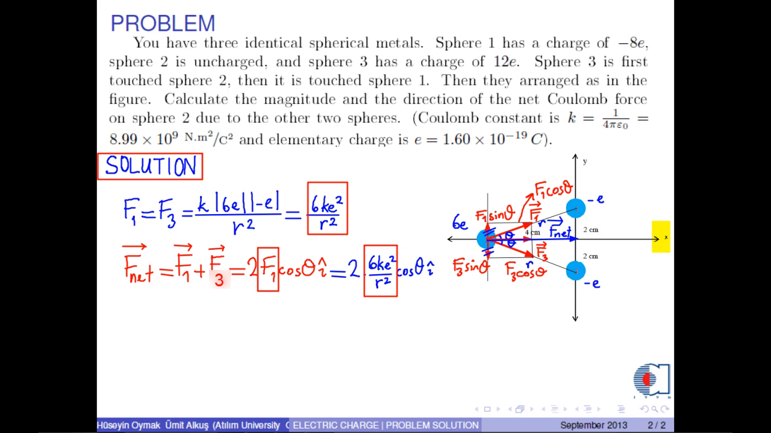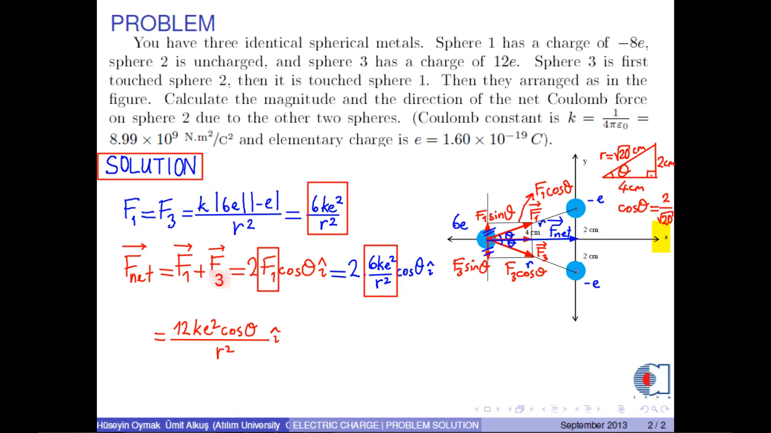If we put the expression for F1 into this equation, we obtain 12ke squared cosine theta over r squared i hat. From the right triangle in the figure, r can be found by the Pythagorean theorem as square root of 20 centimeters. And again, from this figure, cosine theta is found to be 2 over square root of 20.